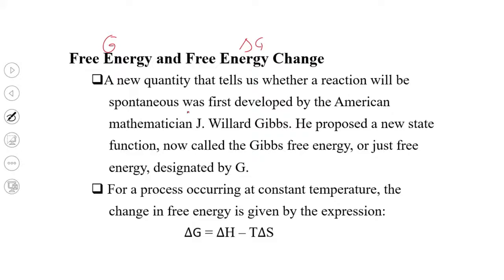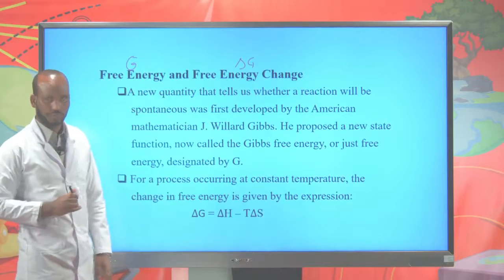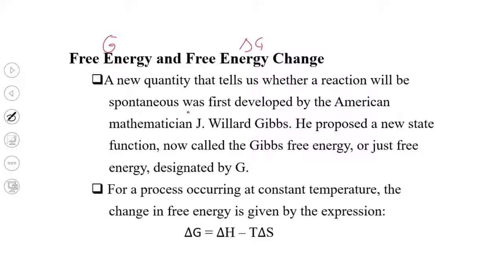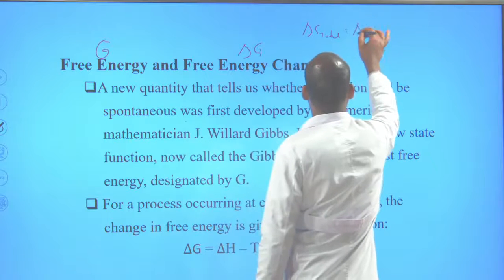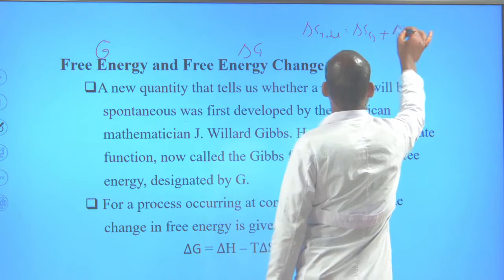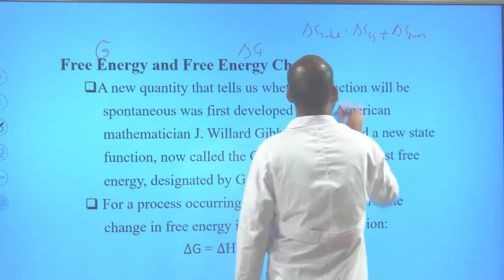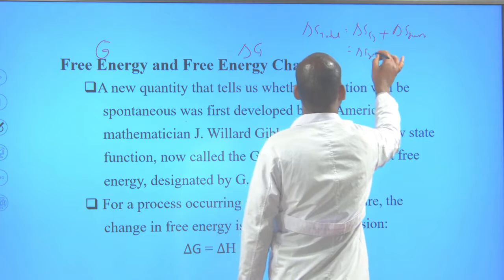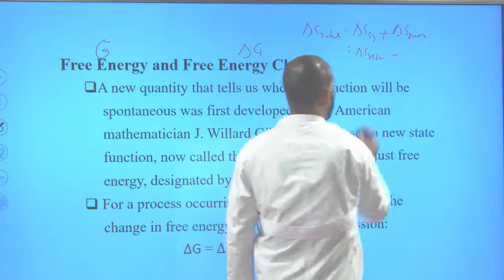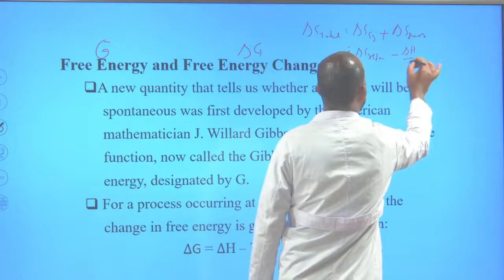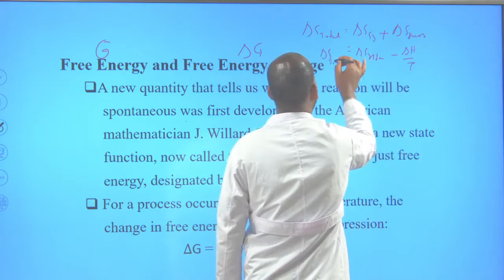The Gibbs free energy change relates enthalpy change and entropy change through this equation: delta G equals delta H minus T times delta S. Note that from the second law of thermodynamics, we have the total entropy change, delta S total, equals change in entropy of the system plus change in entropy of the surroundings, equals change in entropy of the system minus delta H divided by temperature.